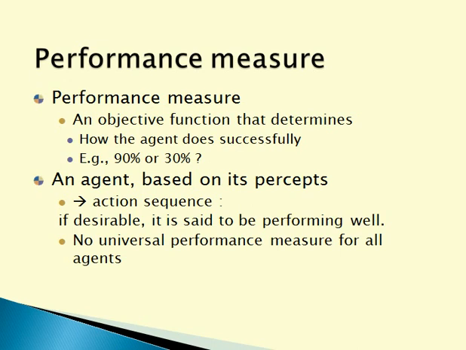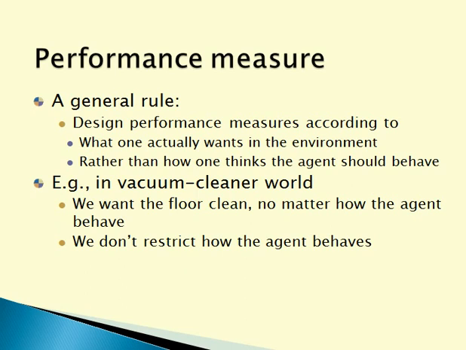Performance measure. A performance measure is an objective function that determines how successfully the agent does. Example, 90% or 30%. Based on its percepts and action sequence, if the result is desirable, it is said to be performing well. There is no universal performance measure for all agents. As a general rule, design performance measures according to what one actually wants in the environment, rather than how one thinks the agent should behave. Example, in the vacuum cleaner world, we want the floor clean no matter how the agent behaves. We won't restrict how the agent behaves.